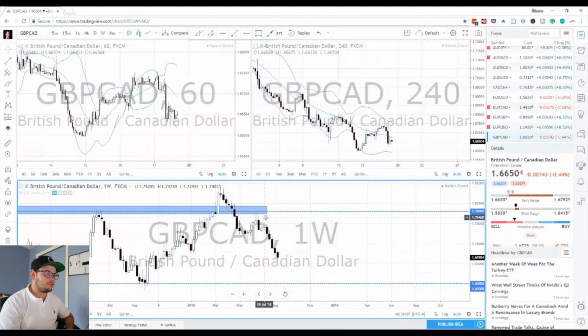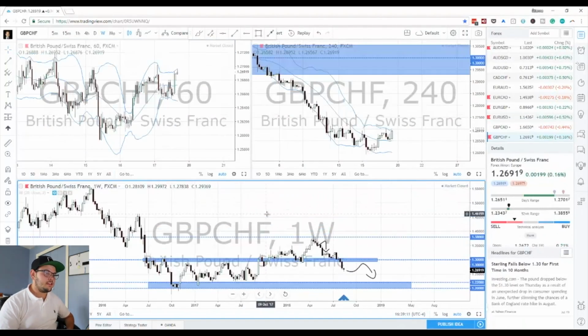GBPCAD is between two zones, I'm not going to trade that. JPCHF is also between two zones. So we thought it could reverse over here, but now it's between.